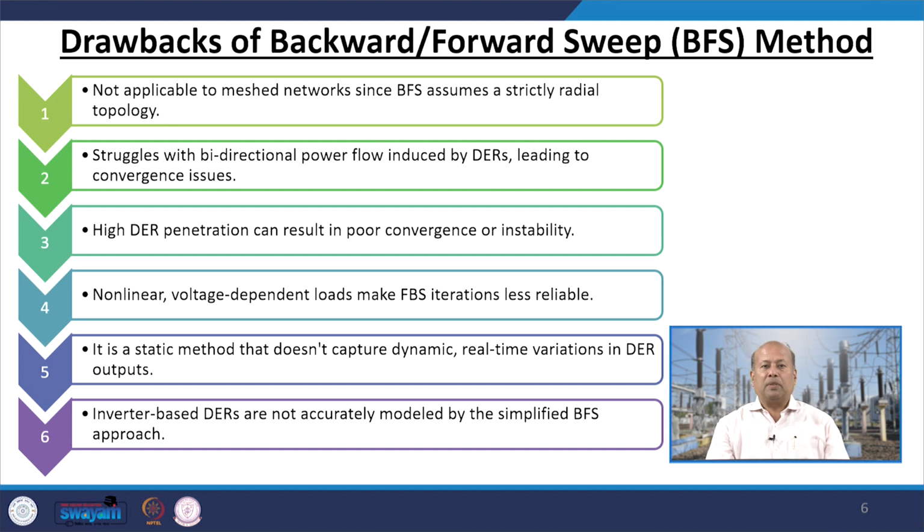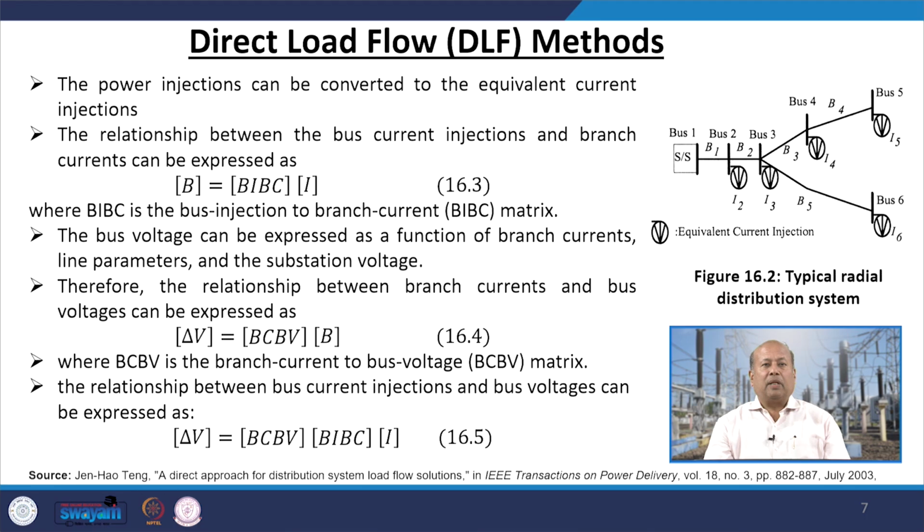Nonlinear voltage dependent loads make FBS iterations less reliable. It is a static method that does not capture the dynamism and real-time variation in DR outputs. Inverter-based DR are not accurately modeled by the simplified backward-forward sweep approach. So, what are the issues here? The backward-forward distribution load flow algorithm is no more applicable for networks which are meshed or weakly meshed, and it is also not suitable for an active system where a lot of renewable generation and distributed energy resources are connected. Now, let us try to understand what the direct load flow method is.